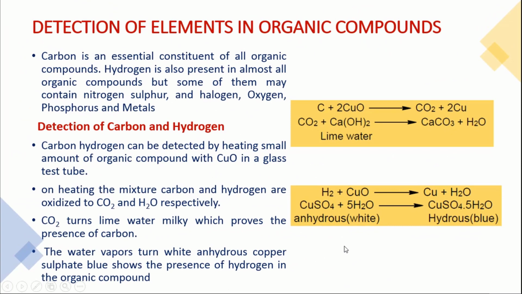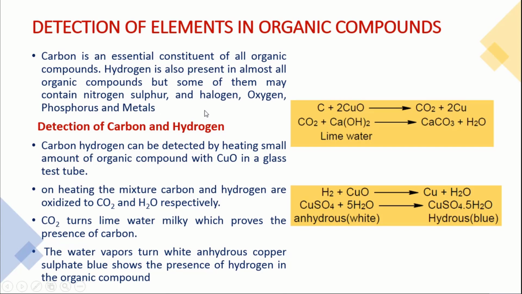Organic compounds are the study of hydrocarbons. So we know that carbon is the essential constituent of all the organic compounds, and in addition to carbon, hydrogen is also present. But some of them may contain nitrogen, sulfur, halogens, oxygen, phosphorus and metals. So we have to perform tests to identify these elements.